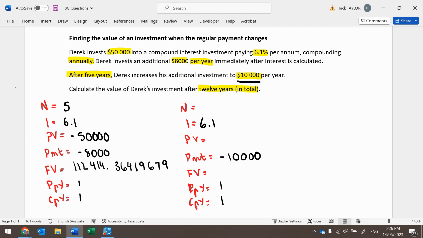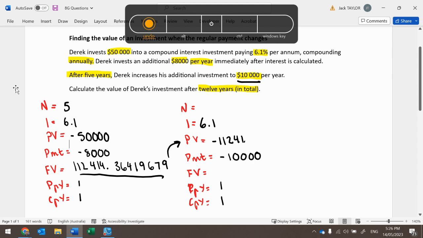Now, the PV is where people often will make their mistakes. Often our students will put negative 50,000 in there. But remember that this is after those 5 years that have already passed. So essentially, the FV in the previous response now becomes our new PV. This happens with most of these style of questions where we've calculated something partway through. If we calculated a future value, it now becomes our present value because we are now calculating the remaining 7 years, because it's 12 years in total. So we'll put that FV in where our PV was. And again, we'll put it in as a negative. We always put them in as negatives with loans.